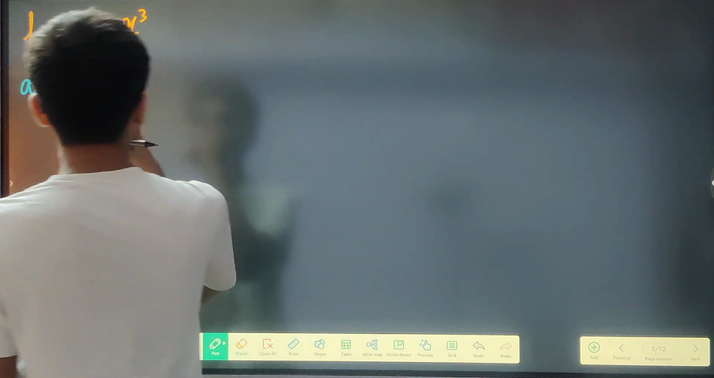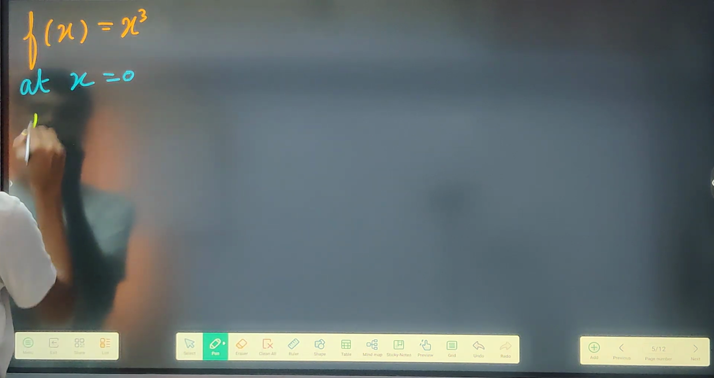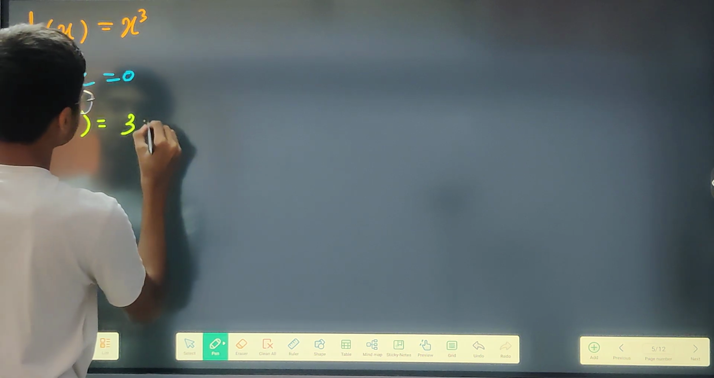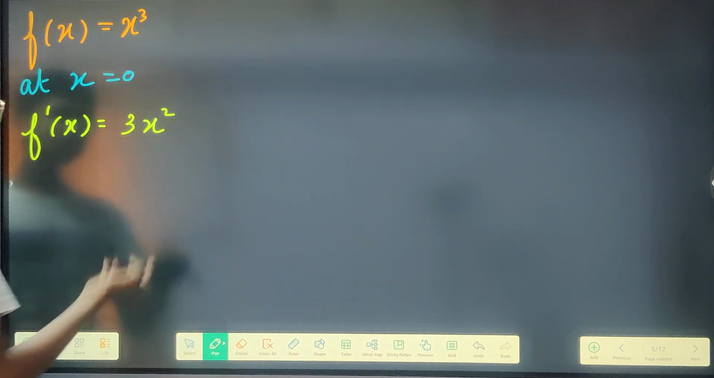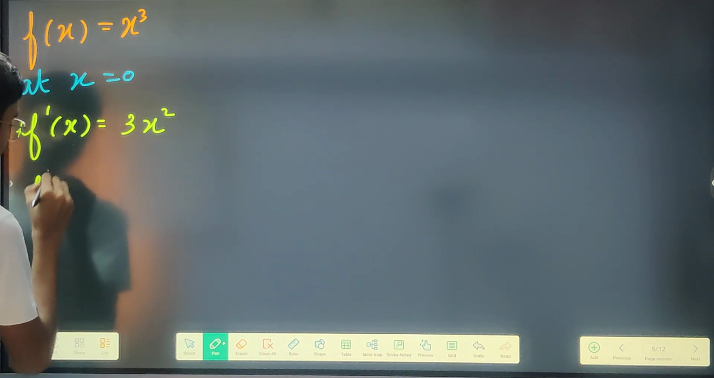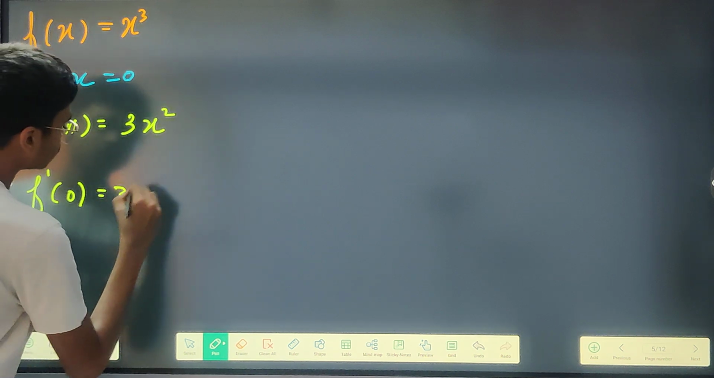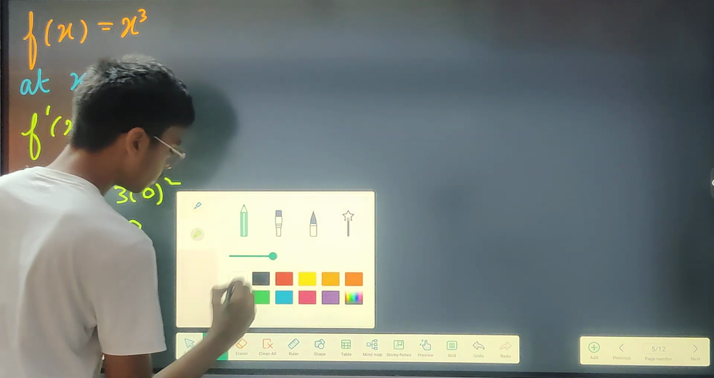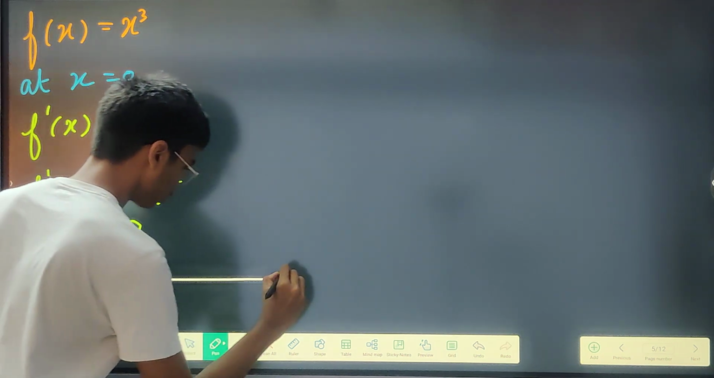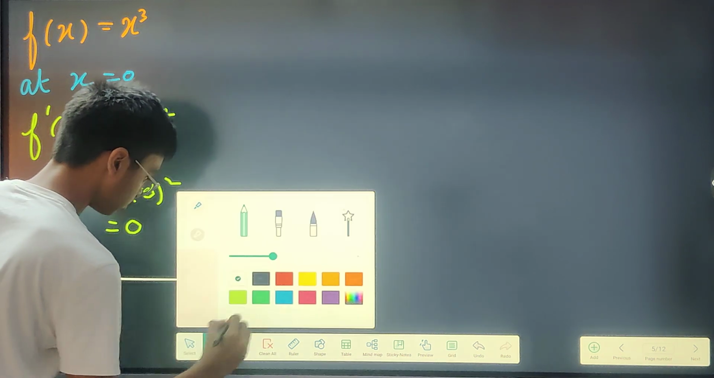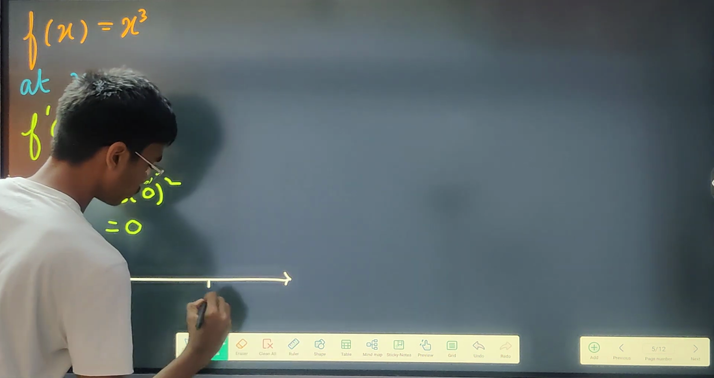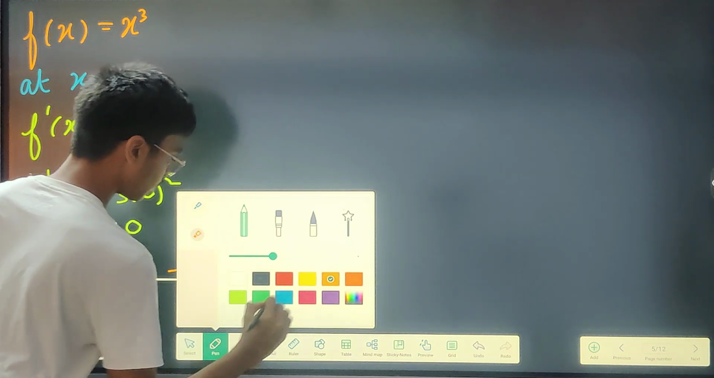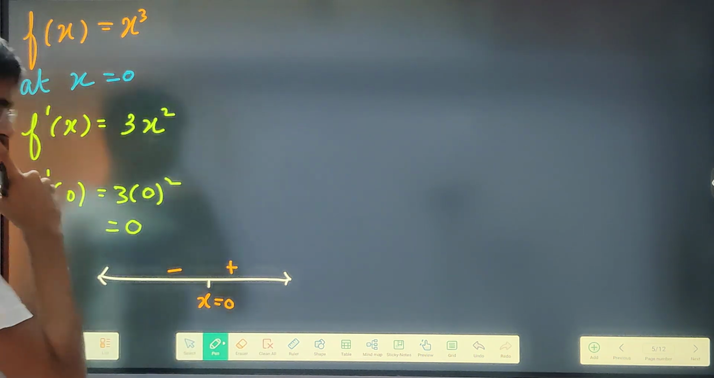See, first you will have to differentiate this function. That means f dash x is equal to 3x squared. Now you have to put f dash of 0 is equal to 3 times 0 squared, so it is 0. Now you have to plot a graph. At x is equal to 0, here it is going to be positive, here it is going to be negative.